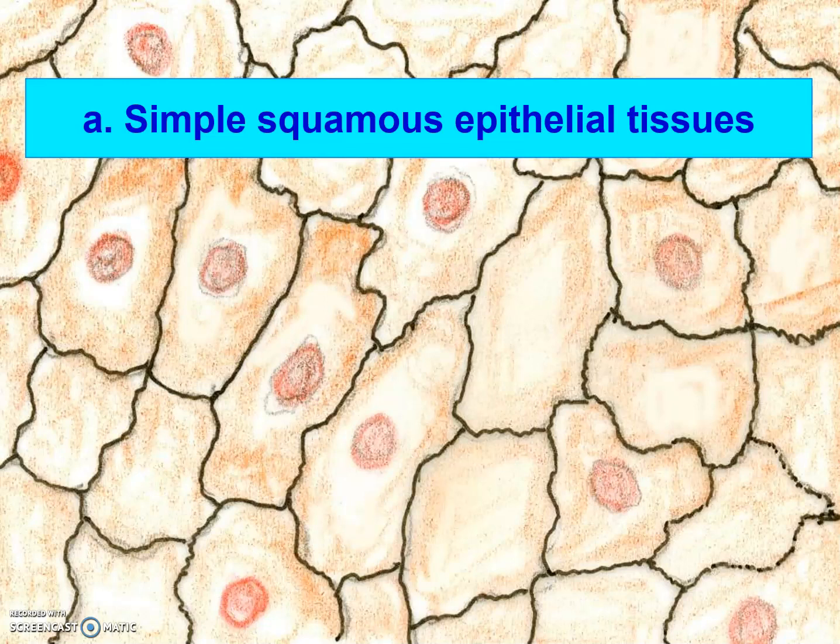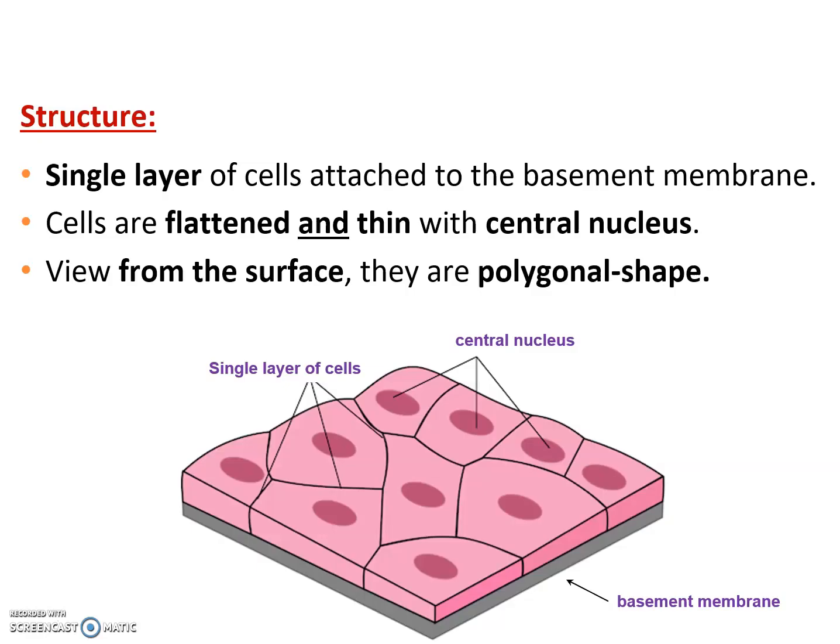For the first one, simple squamous epithelial tissue. This diagram is from the top view of the epithelium. It has only a single layer of cells attached to the basement membrane. Only one layer, that's why it is known as simple. The cells are flattened and thin with a central nucleus. When we view from the surface, from the top view, they are polygonal shapes, meaning they have many sides.